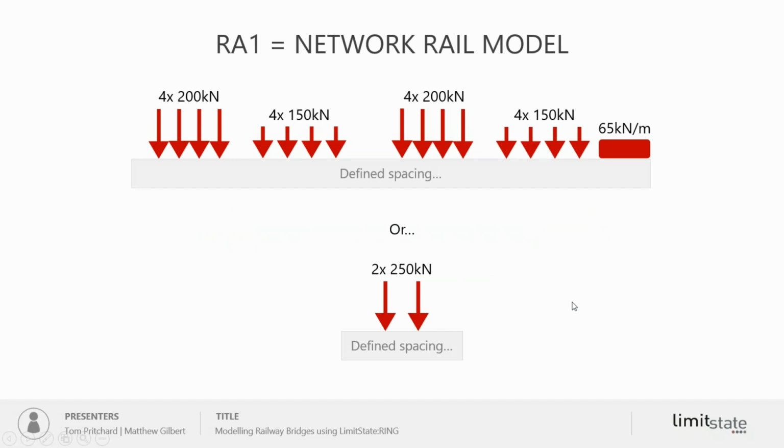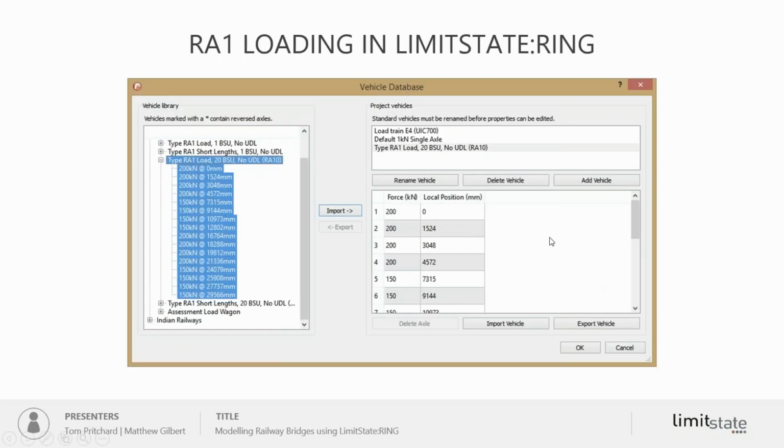Similarly, Network Rail vehicles are included in the software. Again, the UDL that's associated with the standard RA1 load model is not included. And there you can see how that RA1 loading looks in the software. You can see that actually it's got quite a number of axles at particular spacings.